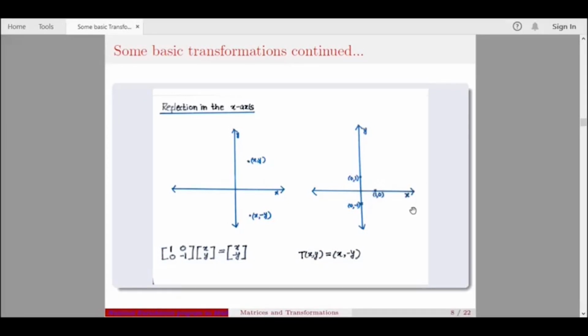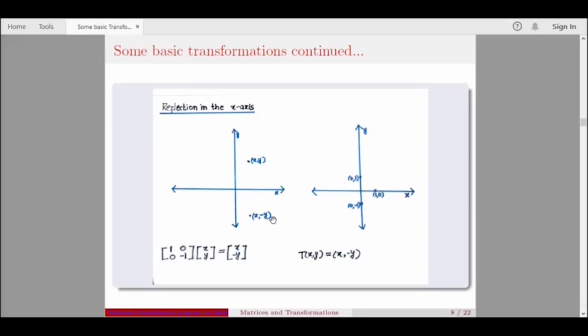This is the x-axis, and suppose you have a point (x, y) here in the plane. When you reflect it in the x-axis, the x coordinate remains the same, but this point is mapped to this point, so y becomes negative. The new point is (x, -y). So under reflection in the x-axis, (x, y) is mapped to (x, -y). This is the transformation T(x, y) equal to (x, -y).